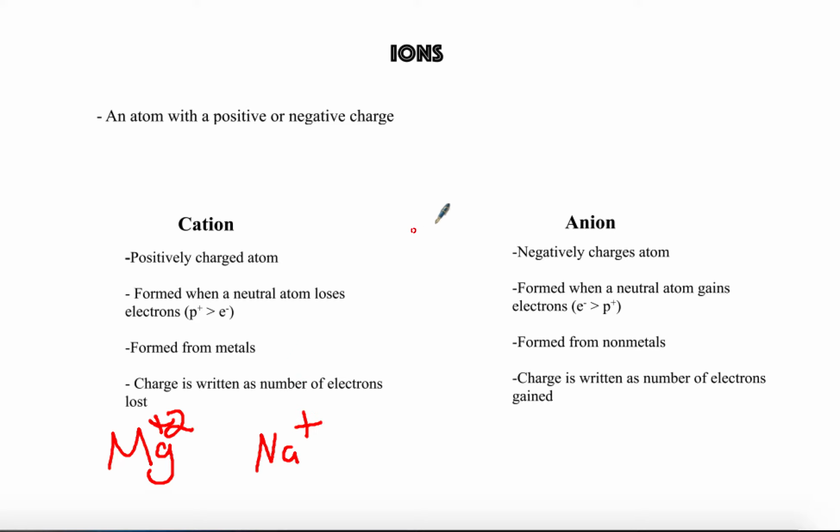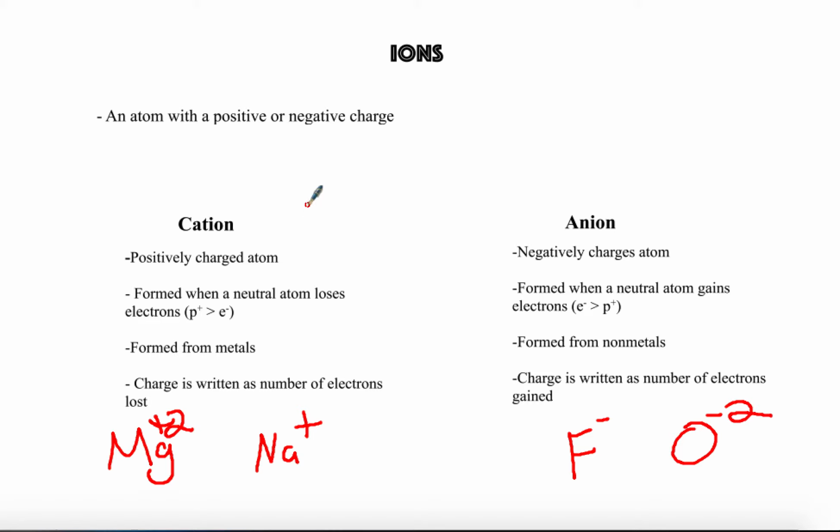On the other hand, an anion is an atom with a negative charge to it. This is when a neutral atom gains electrons, so then the number of electrons is greater than the number of protons. Nonmetals are the ones that form anions. They're the ones that want to gain electrons. And again here, the inverse of the cation, the charge is written by the number of electrons gained. So fluorine, which wants to gain 1 electron, takes a charge of -1. Oxygen, which gains 2 electrons, takes a charge of -2.